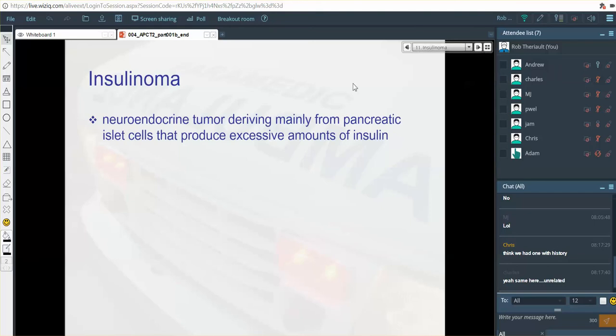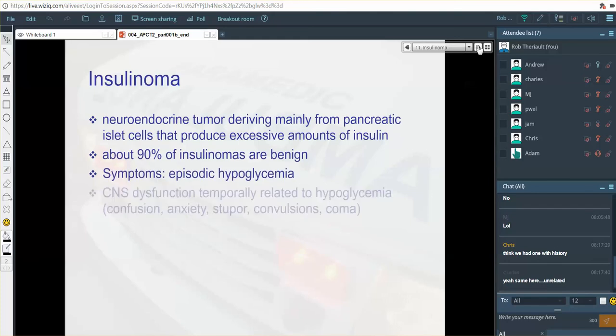So insulinoma is a neuroendocrine tumor found mostly in the islet cells in the pancreas, and the result is that they produce excess amounts of insulin, and the patient could consequently become hypoglycemic. And again, if you've got a non-diabetic who's hypoglycemic and confused, then this is one of the things you have to think about. About 90% of insulinomas are benign, and they have episodic hypoglycemia, and the usual clinical manifestations associated with hypoglycemia.